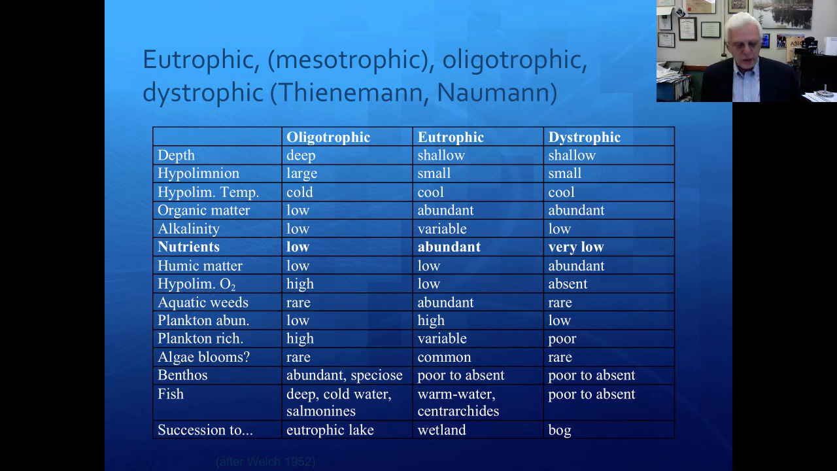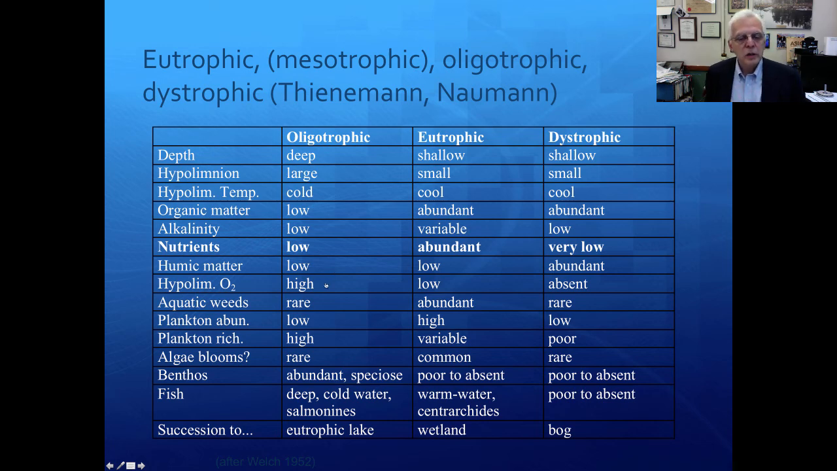They're great for recreation. They usually have very good fisheries, very nice balanced fisheries, although productivity of fish as just sort of mass of fish is not terribly high. But they do have a great deal of productivity of the kinds of fish people like to catch. So oligotrophic lakes tend to be deep. They have a large hypolimnion, and that's the deep water. They have cold hypolimnetic temperature. They usually are low in organic matter, low in alkalinity, or usually sort of soft water, low in nutrients. They have very low humic matter.